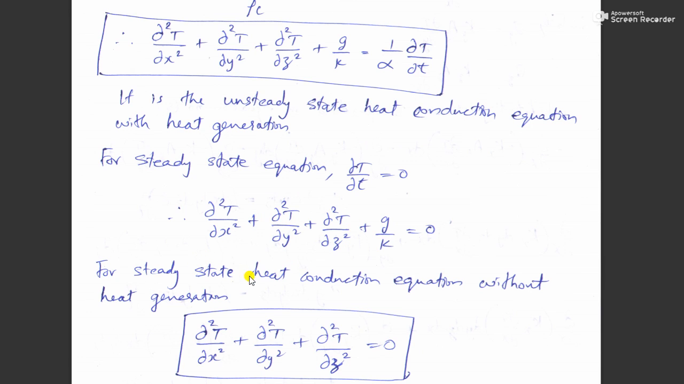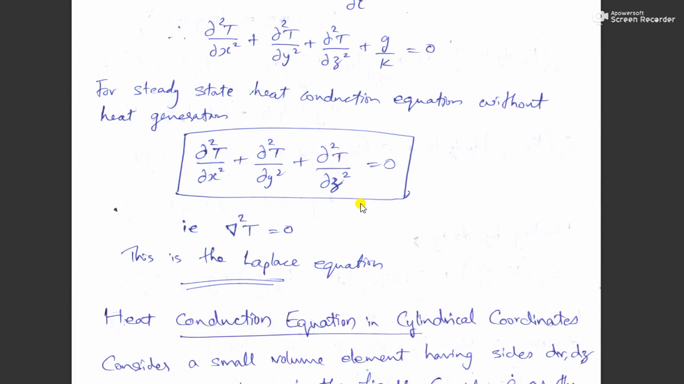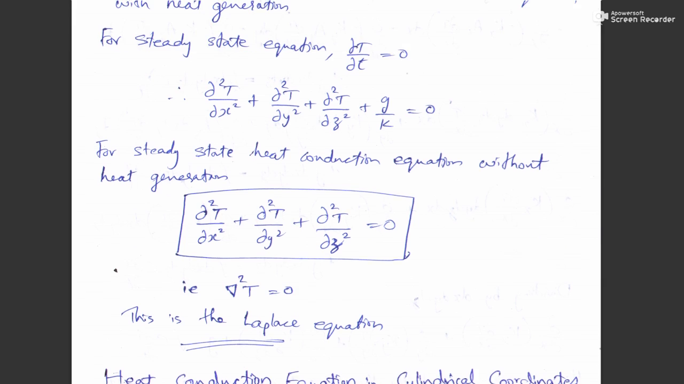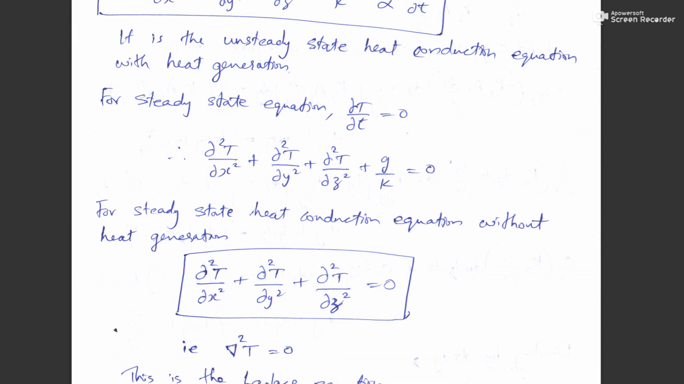Now for the steady state heat conduction equation without heat generation, we assume that g is equal to 0. So the equation becomes dou square T by dou x square plus dou square T by dou y square plus dou square T by dou z square is equal to 0. Are you familiar with this equation? This is the Laplace equation, that is del square T is equal to 0. So this is the heat conduction equation in Cartesian coordinates.